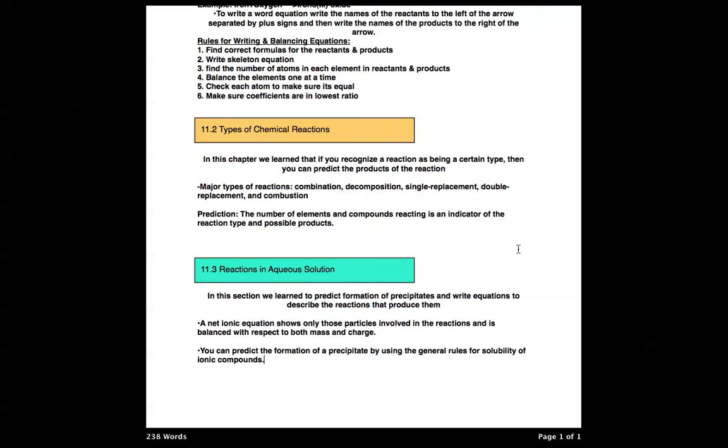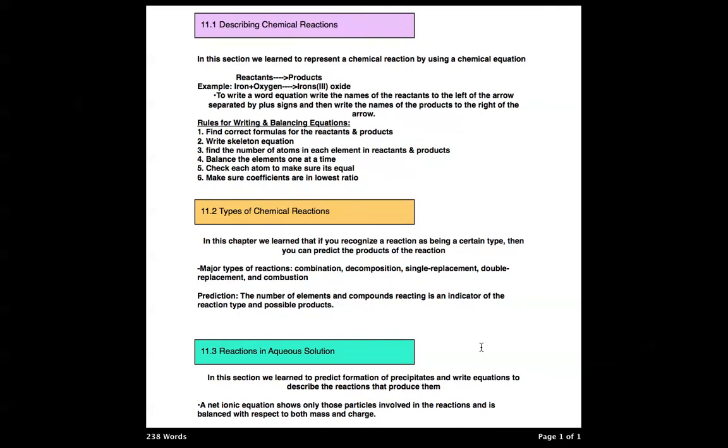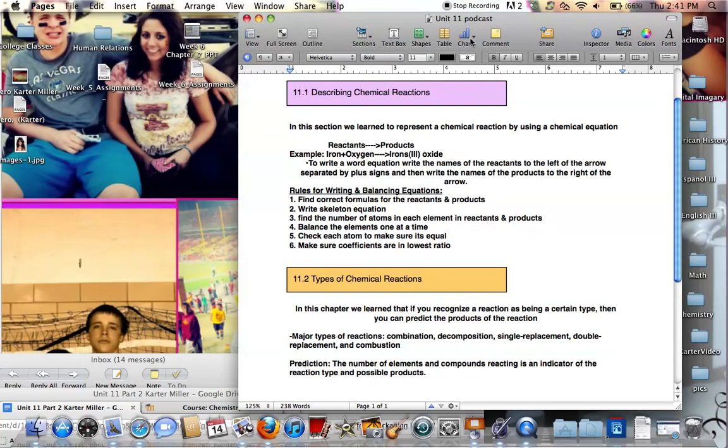A net ionic equation shows only those particles involved in the reaction, and it is balanced with respect to both mass and charge. And you can predict the formation of a precipitate by using the general rules for solubility of ionic compounds. So that's everything that we learned in this chapter 11. It's a very compact chapter, kind of short, but we learned a lot about balancing equations and writing chemical equations. Those are the main points.